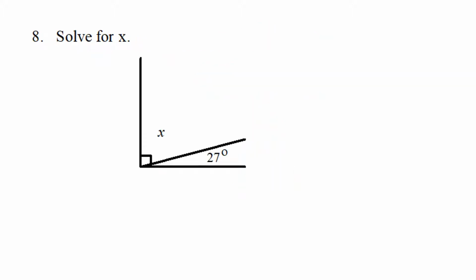Okay, we have a right angle. We know that because of this little square right there. And right angles are 90 degrees. So we take 90 degrees minus the 27, and that should be 63. Yeah, 63 degrees. So x equals 63 degrees.